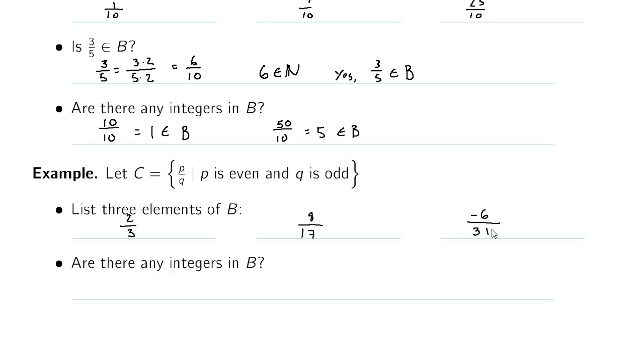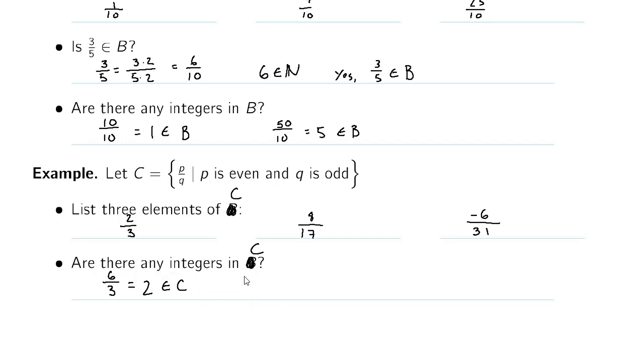Are there any integers in C? Well, yeah, let's just come up with an example. Let's see, 6/3, right? 6 is even, 3 is odd. That's equal to the integer 2 in C. Oops. These should both be talking about our current set C. So 6/3 is an element of the set C.